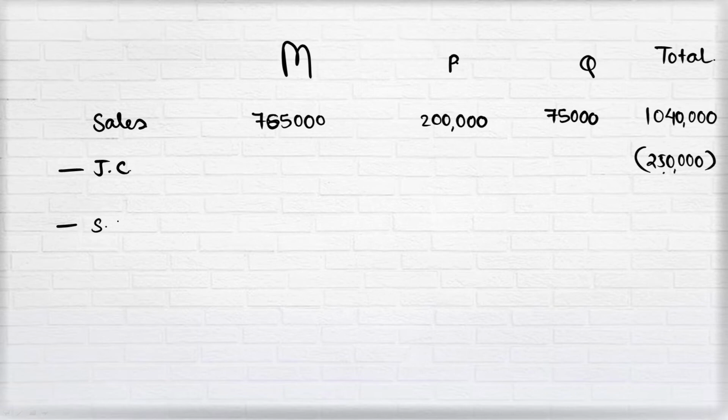Minus selling expenses. What are selling expenses of M, P and Q? Help me out. 45,000. Then 25,000. 15,000. Total 85.